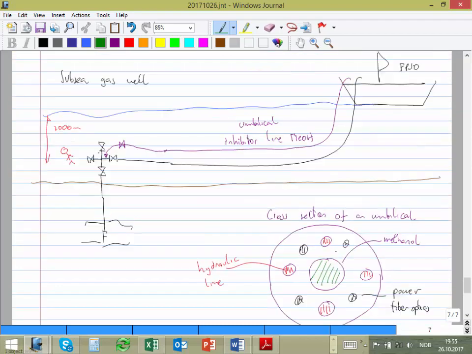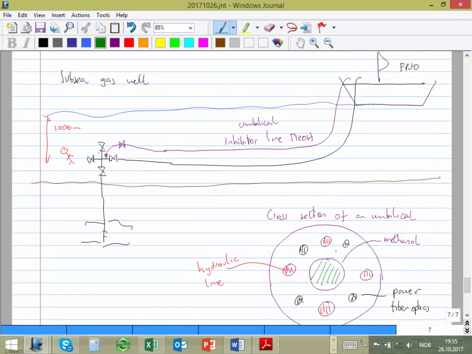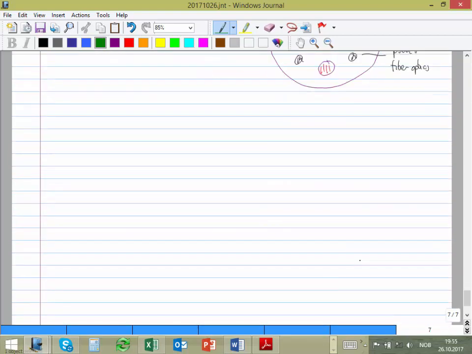I think I'm going to skip. I wanted to show you how the subsea system looks, but I think we can just try to do it. Just put some in. I think that's also interesting.